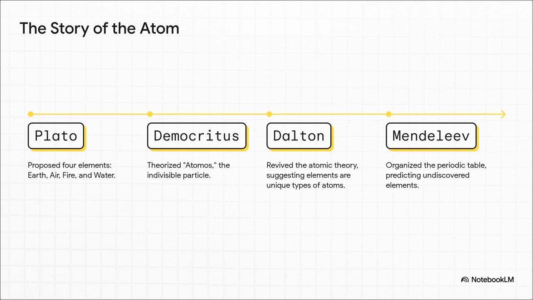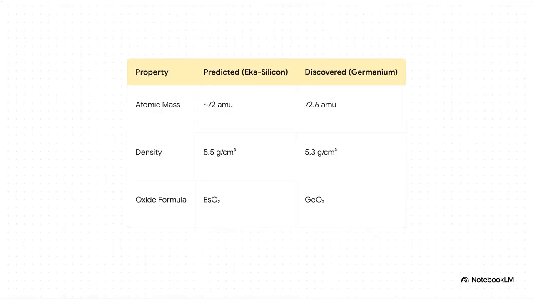Well, it took just about 2,000 years for science to catch up. John Dalton brought the atom back, saying each element was its own unique type of atom. But the real masterstroke came from Dmitri Mendeleev. He didn't just make a list, he created a map so powerful it could see into the future. And this is where it gets just mind-blowing. This is Mendeleev's genius on full display.